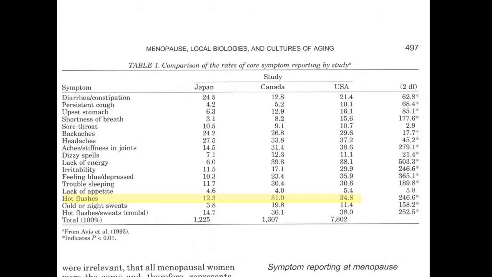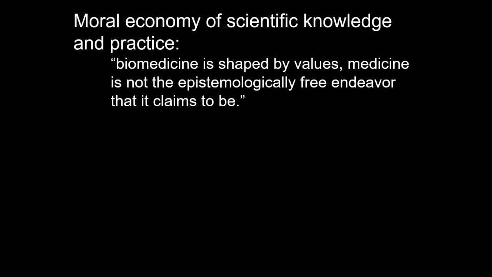And then on the other hand, if you look at what is understood as a key symptom of menopause in the U.S., which is hot flashes, right? That's the one that's often held up as what it means to be going through menopause. You see how different the percentage of people reporting that is between Japan and the U.S. and Canada. So 35% in the U.S., only 12% in Japan, right?